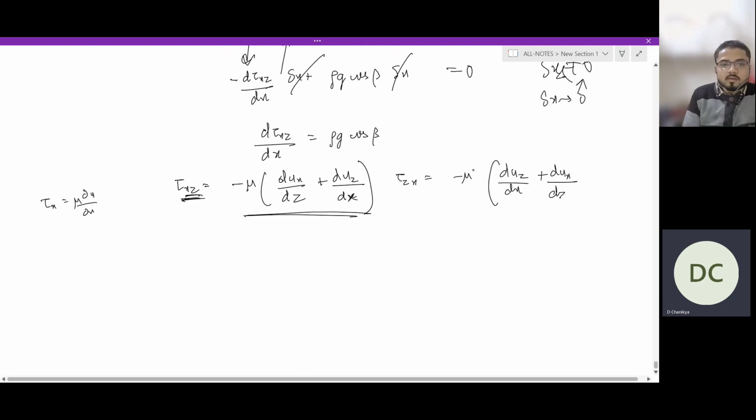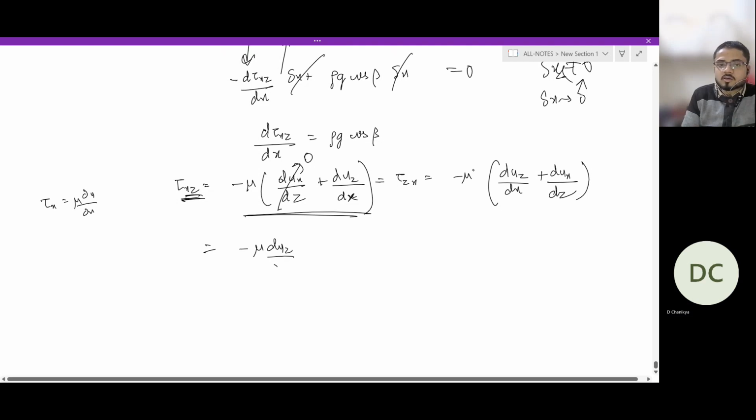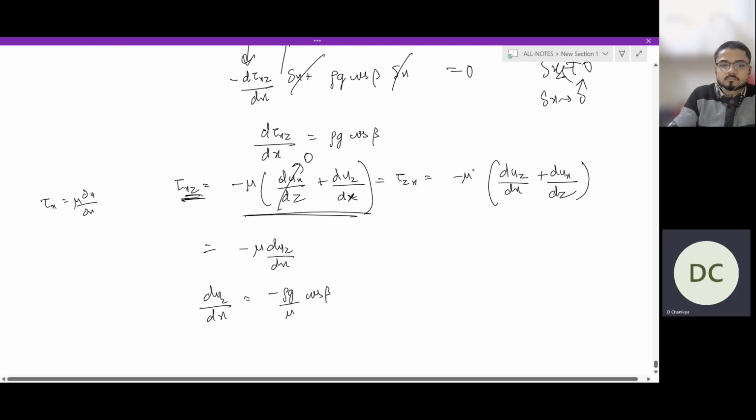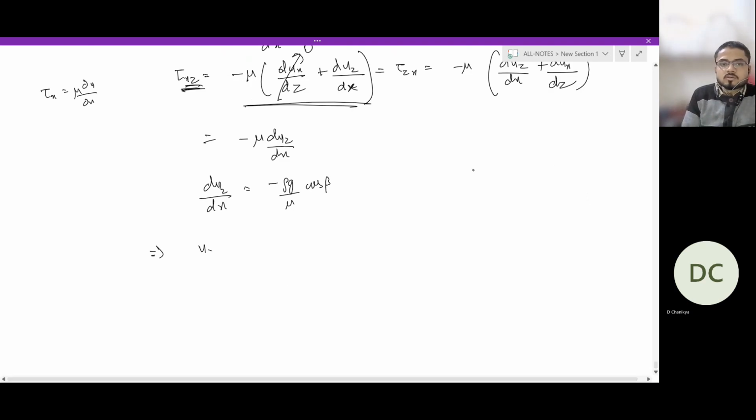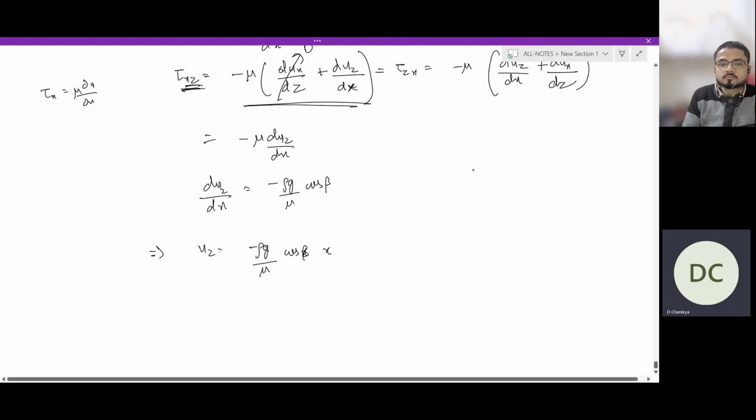So this would mean that since this is 0 already, we know this, right? This becomes minus mu times du z over dx. And so the entire thing becomes du z over dx equal to minus rho g by mu cos beta. So uz equals minus rho g by mu cos beta times x plus c1, right? This is clear, right?